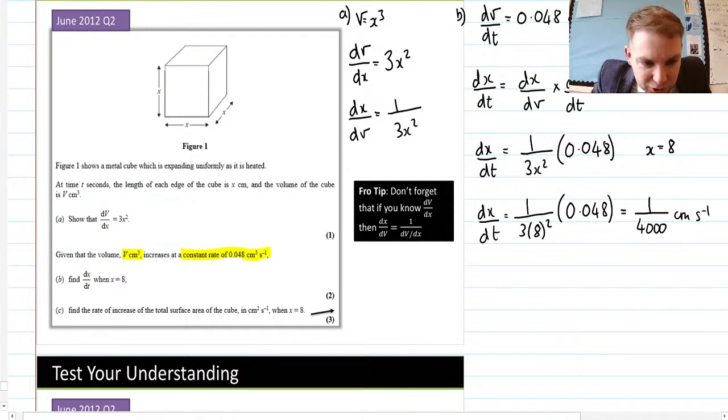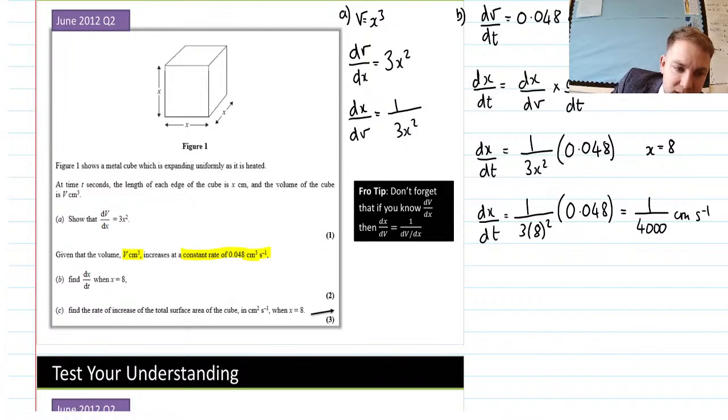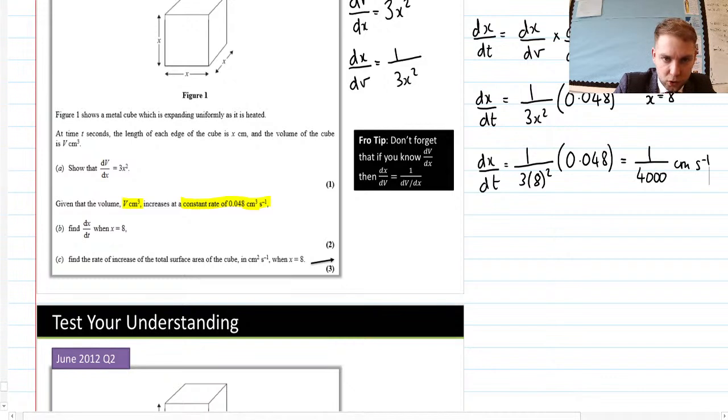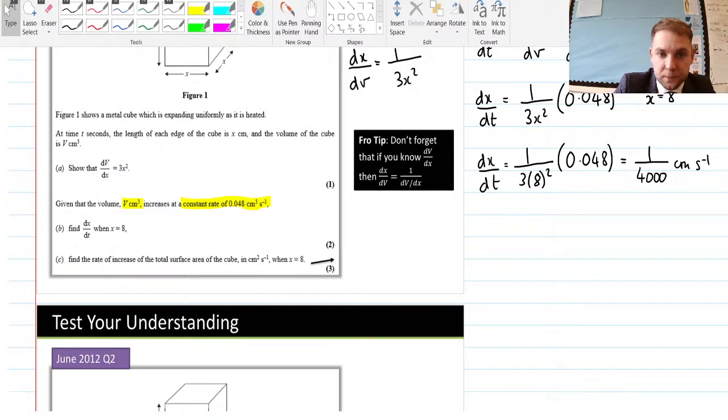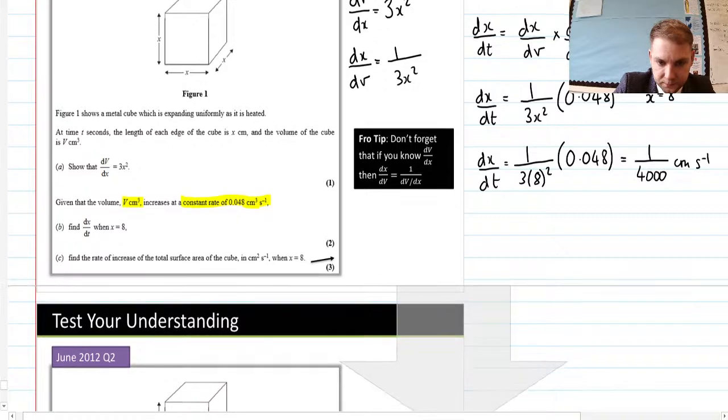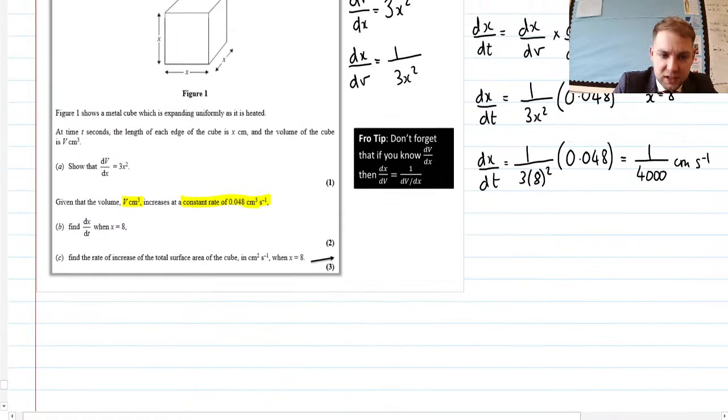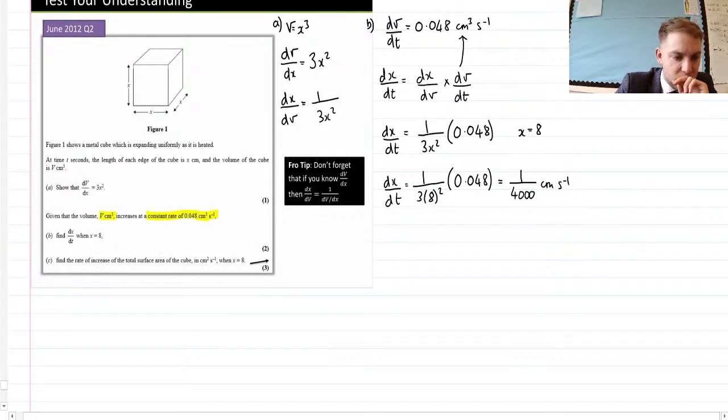Okay. Last little part now. Find the rate of increase of the total surface area of the cube when x is 8. So this last part now is not asking for the volume, it's asking for the surface area. Let's give myself some more space down here. So the first thing I need to do for part C is write down what the surface area of this cube is in terms of x.